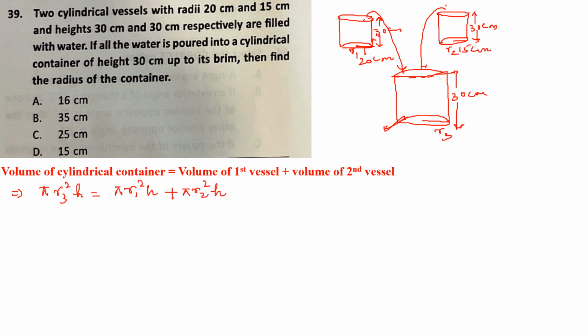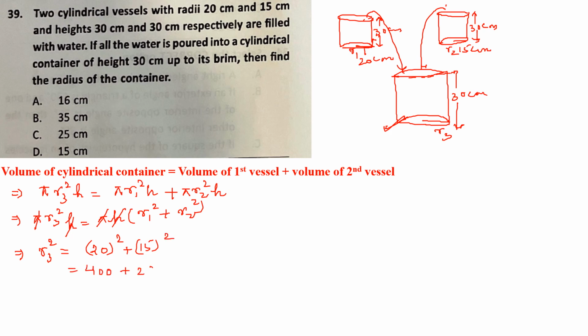Now height is the same in all the three cases, right? I am going to take pi and H common from the RHS because it is the same. So I will be left with R1 square plus R2 square, and pi will get cancelled, H and H will get cancelled. So from here I can write R3 square is equal to R1 square, your R1 is 20 square, plus R2 is 15 square. So 20 square will give me 400, 15 square will give me 225, so it is 625. So R3 square is 625.